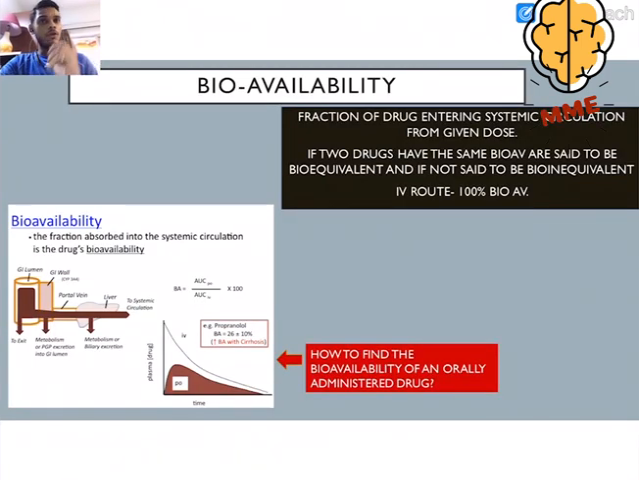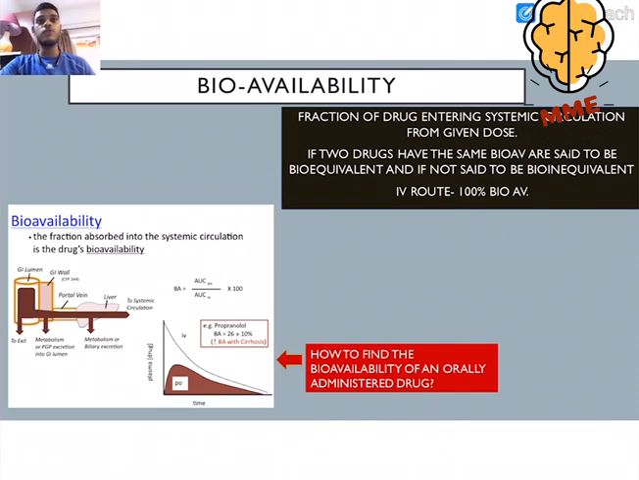Okay, so this is a very important topic, bioavailability. This is given as both a short note and a long question. So what exactly is bioavailability? The fraction of a drug which enters systemic circulation from an administered dose. So after we take in a dose, the fraction of that particular dose of the drug which is entering systemic circulation is what bioavailability is all about.